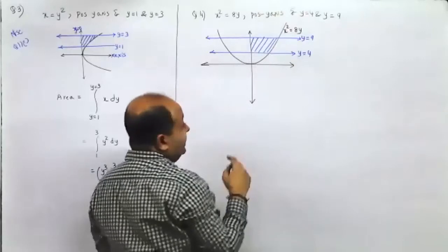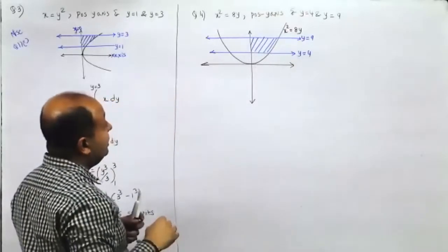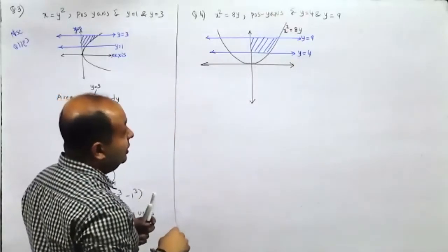Can you please explain that x square is equal to 8y? How did you understand it is this type of parabola?